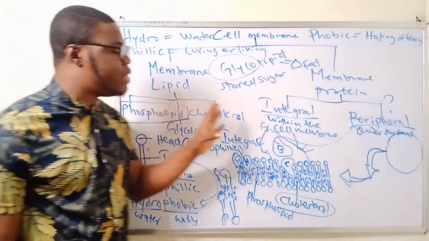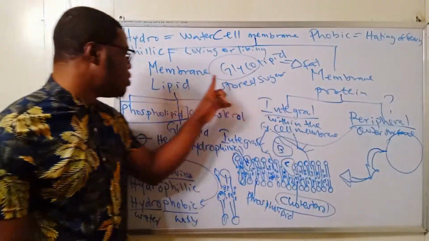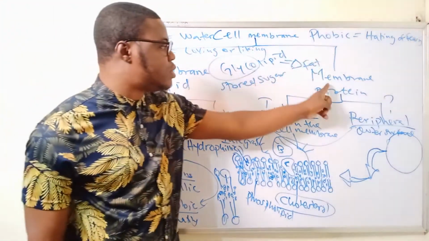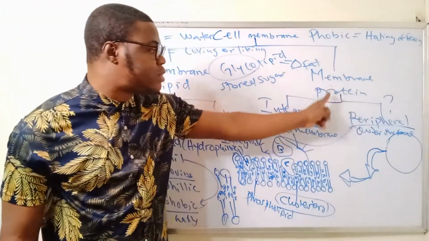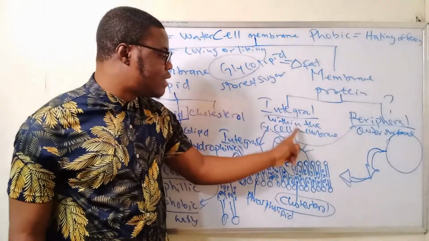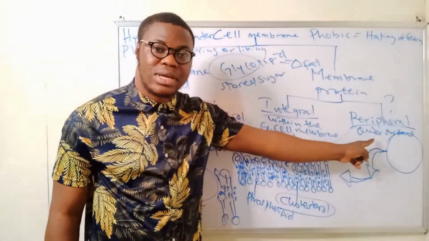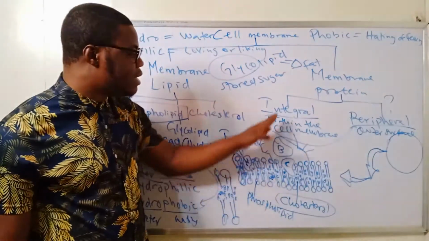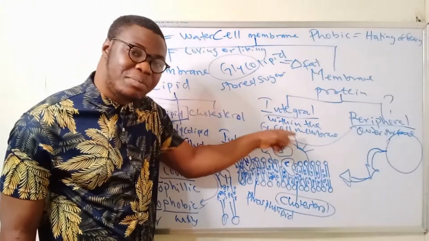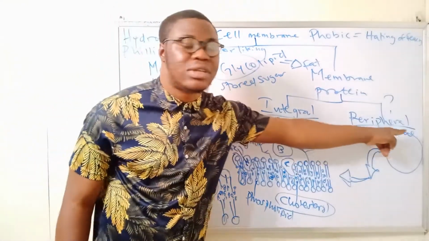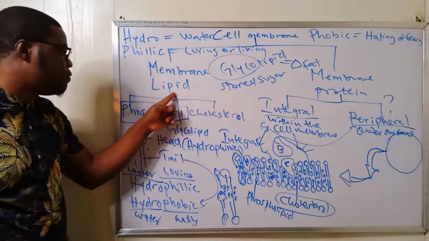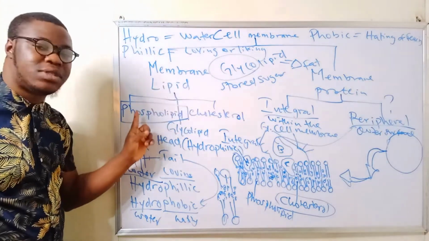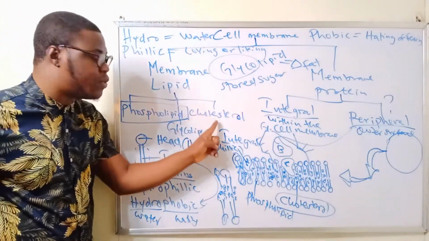We said the cell membrane has two components. The first one is membrane lipid, and the other one is membrane protein. We said we have two types of membrane protein: the integral protein and the peripheral protein. The integral proteins are found within the cell membrane, while the peripheral are found on the outer surface of the cell membrane. And for the membrane lipid, we have three types: the phospholipid, glycolipid, and the cholesterol.